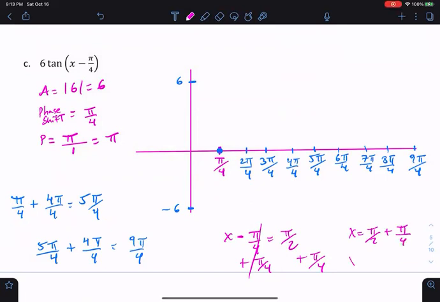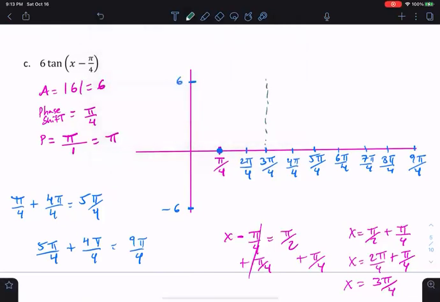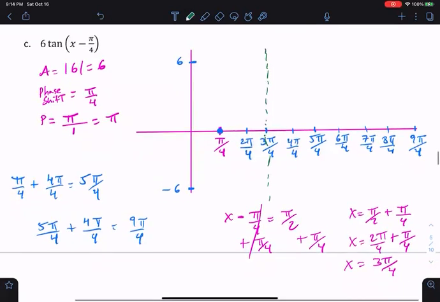You need to find a common denominator. So that's going to be 4 multiplied by 2 and 2. So that's going to be 2 pi over 4 plus pi over 4. That's going to be 3 pi over 4, right? So that's the first asymptote. So the first asymptote is here at 3 pi over 4, right? And the other one should be somewhere. Let's find out where it is.